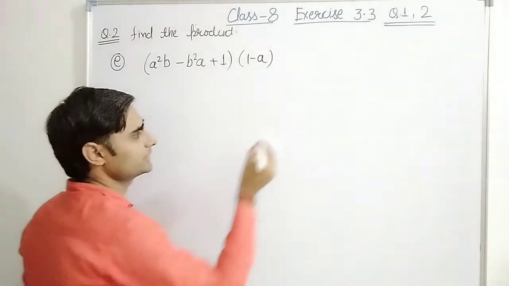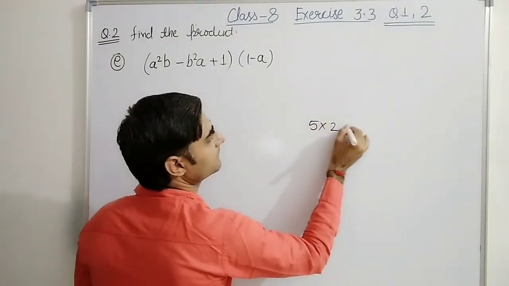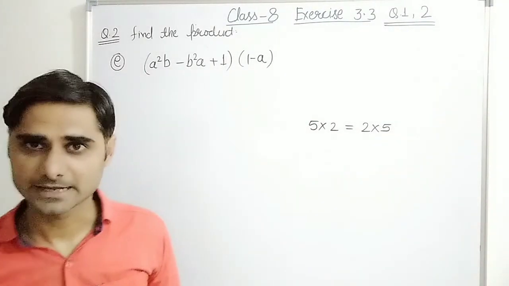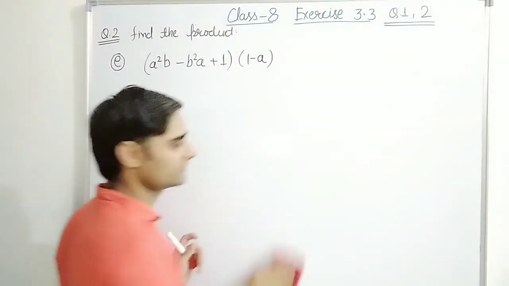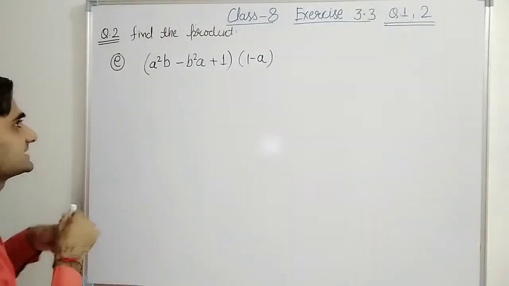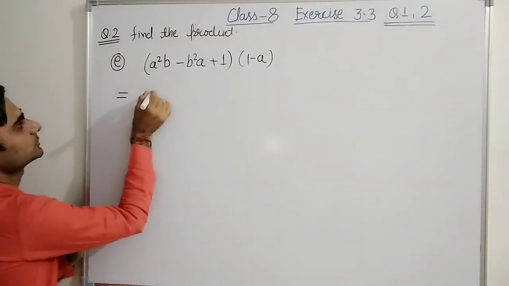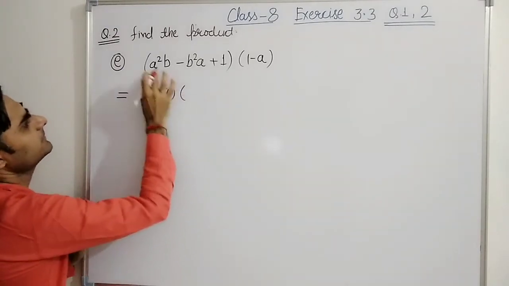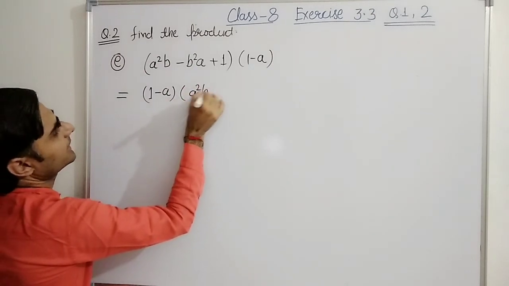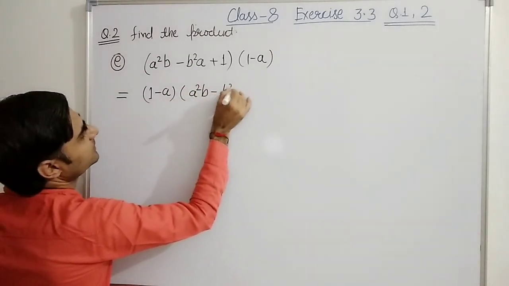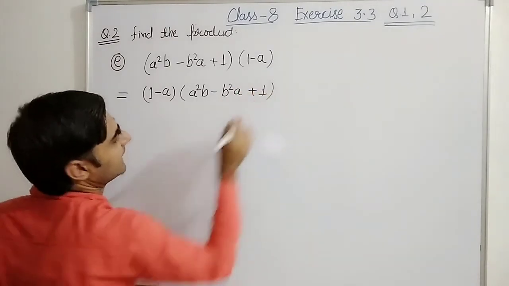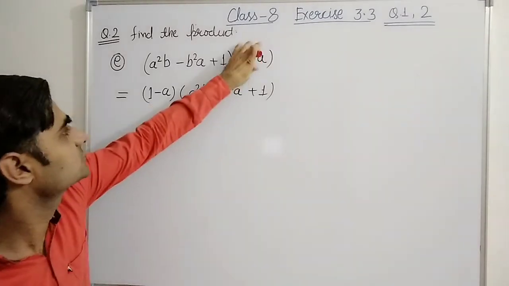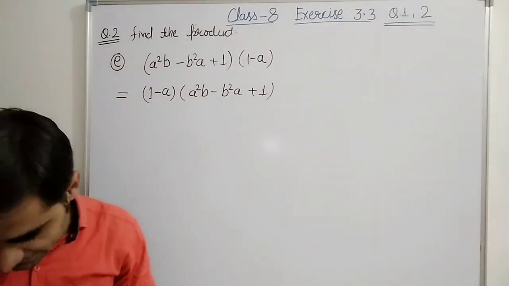Right? According to the commutative property, 5 multiplied by 2 is equal to 2 multiplied by 5. Same, right? Is there any difference in this one? No difference. So can we write here, so the steps will be less, this will be equal to, can we write 1 minus a multiplied by this, a square b minus b square a plus 1. I did nothing in this one. I have just changed the order. This one I have taken in this and this one is on the right-hand side.